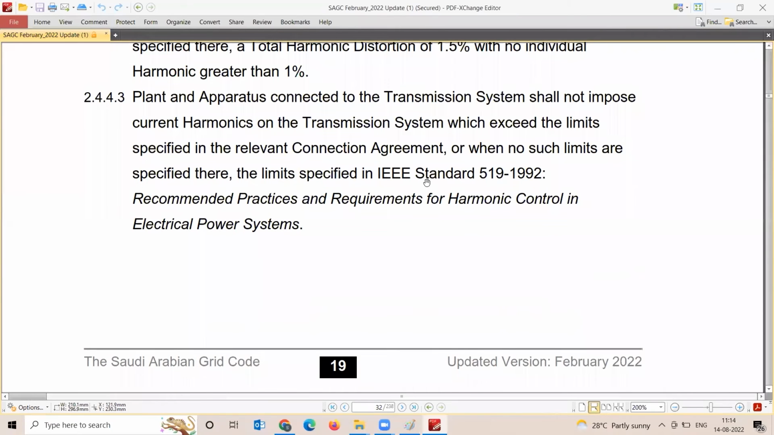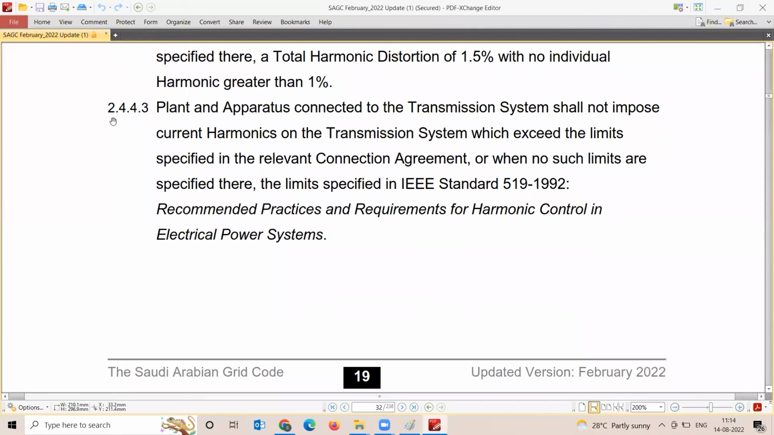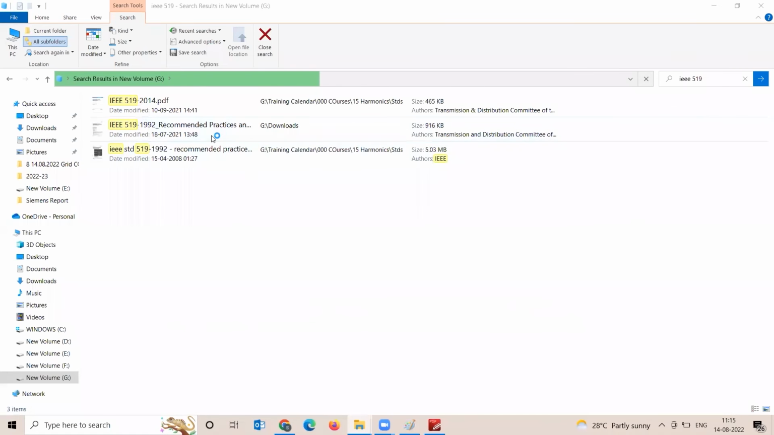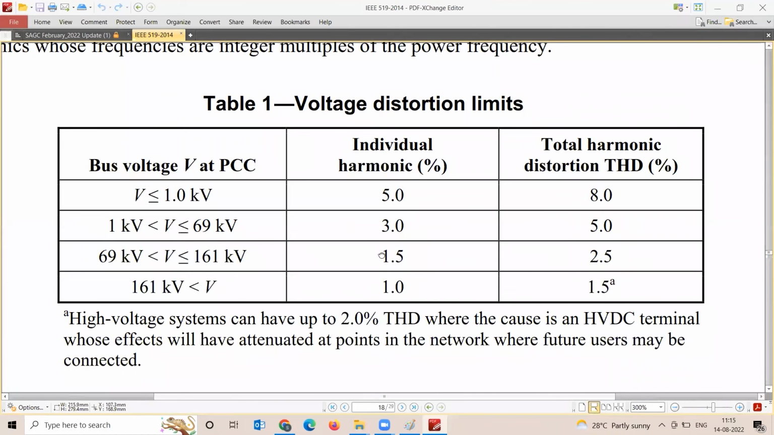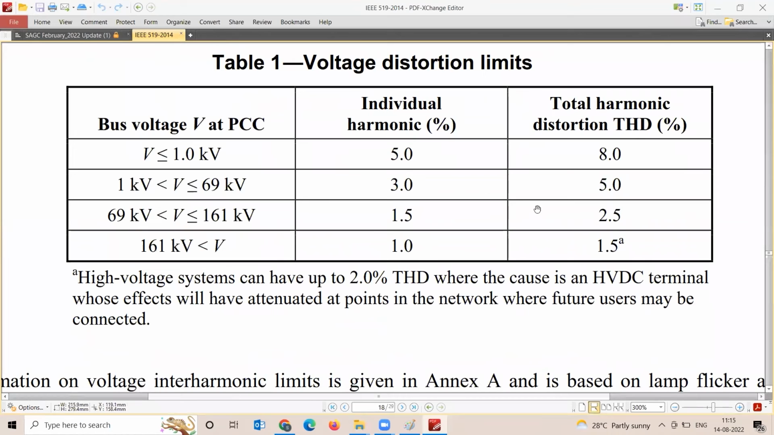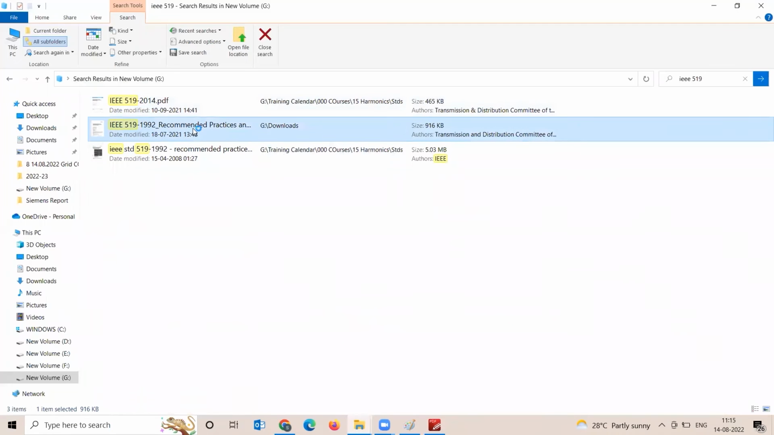Even if you look at this, right? What is wrong with this statement? This is a grid code, you're looking at 2.4.4.3. After reading the statement, what is wrong with that? Can you say something? What is wrong with statement 2.4.4.3? Probably when you are choosing IEEE 519 1992 versus IEEE 519 2014, 2014 has completely different requirements for voltage distortion limit. This is IEEE 519 2014, which I have opened, and this is IEEE 519 1992.